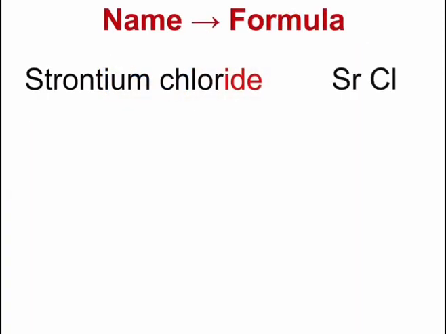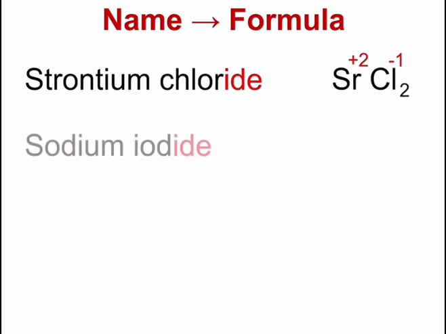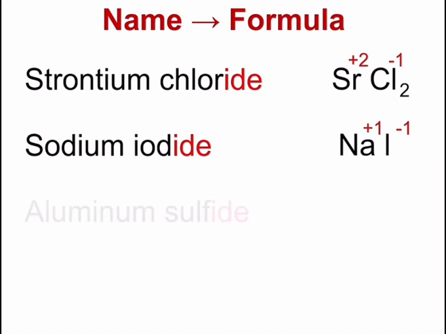Strontium chloride. Strontium will have a charge of positive 2. The chloride ion will have a charge of negative 1. 2 chloride ions are needed to cancel out the charge of the strontium. Sodium iodide. Sodium would have a charge of positive 1. Iodide has a charge of negative 1. This formula is electronically neutral. There is no need for adjustment.